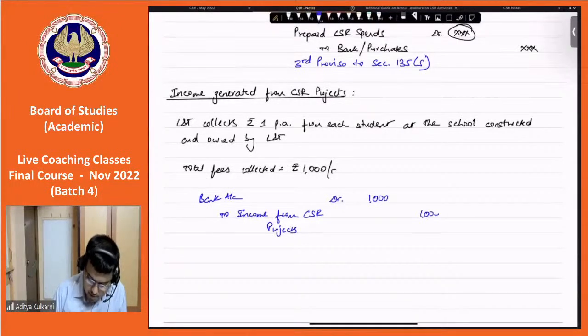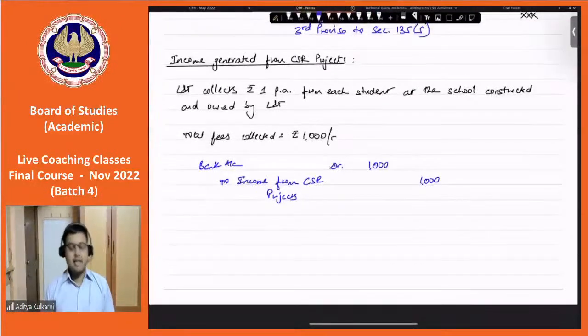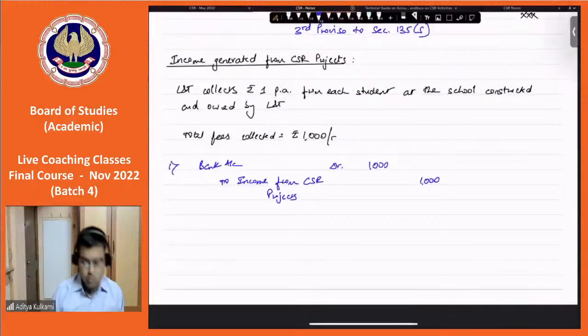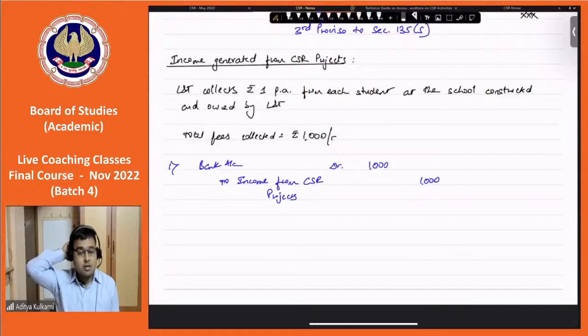1,000. This is the first entry that L&T is going to pass when it gets the money. Okay. Now, what is CSR? Sir, CSR is expenditure. For whom? For the benefit of the society. But sir, here it is the opposite. L&T constructed the school and L&T is getting a benefit.